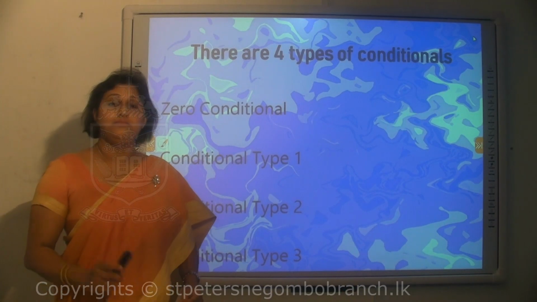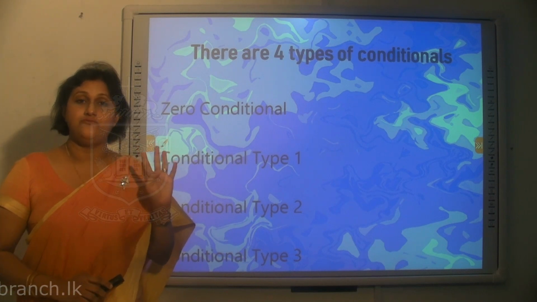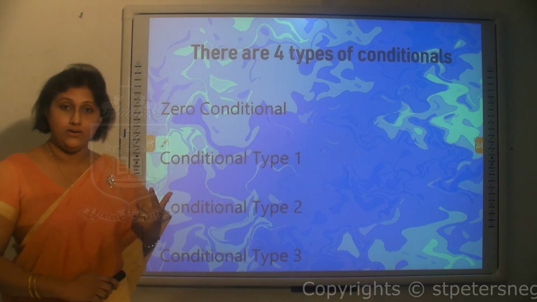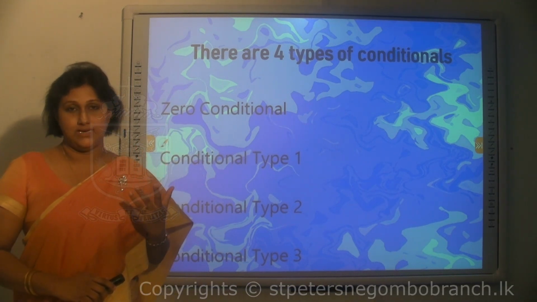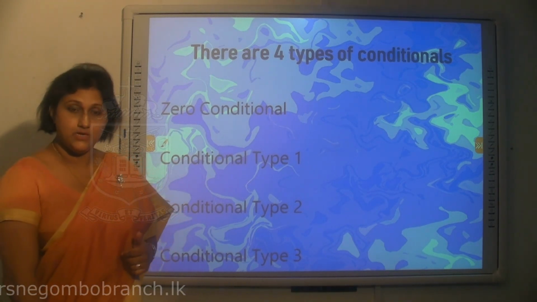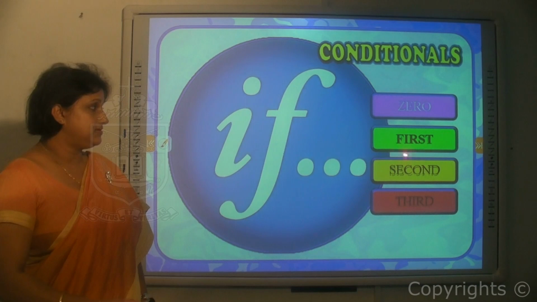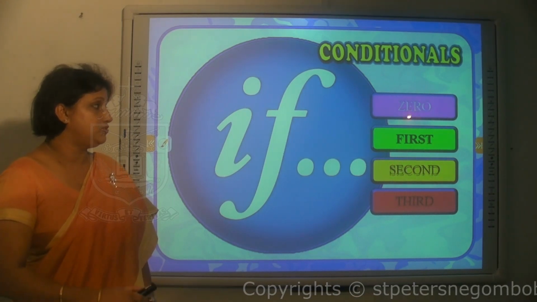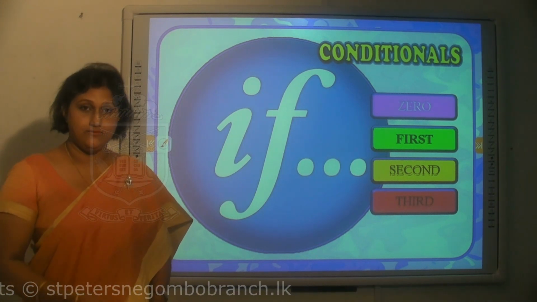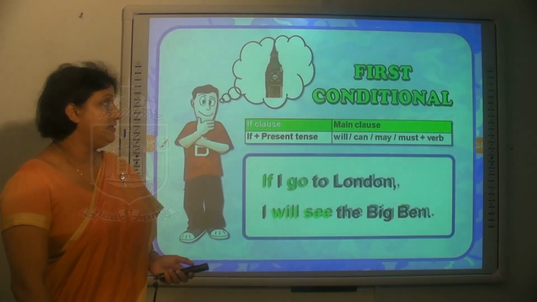So now we are moving on to the main part. There are 4 types of conditionals, children. First, we are starting with zero conditional, then conditional type 1, conditional type 2, and conditional type 3. So for the grade 9 syllabus, we will be doing conditional type 1 and conditional type 2. The other 2 conditionals will be done in grade 10 and grade 11. So here are the 2 conditionals that we are going to do, conditional type 1 and conditional type 2.